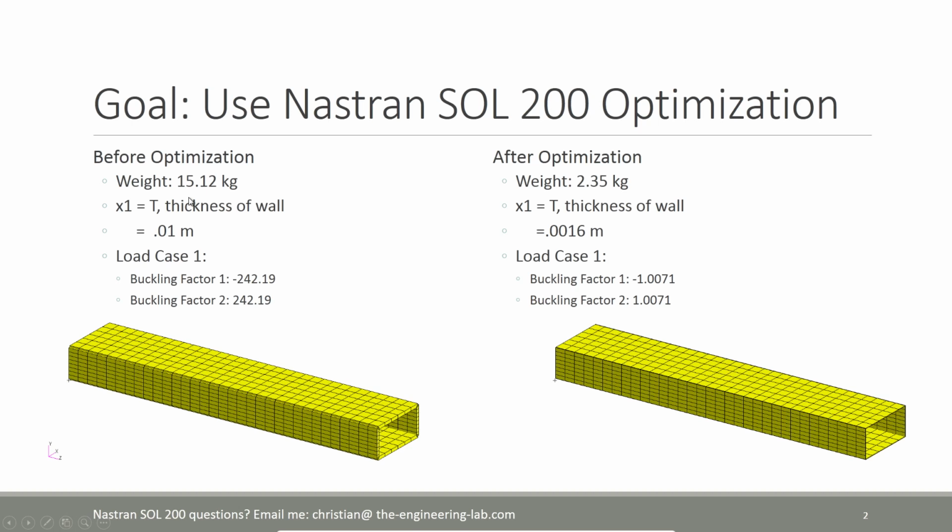Since we're doing optimization, we're often interested in minimizing the weight of the structure. So here you can see that at the beginning, the design has a mass of 15.12 kilograms. And then towards the end, we have an improved design that has a mass of 2.35 kilograms.